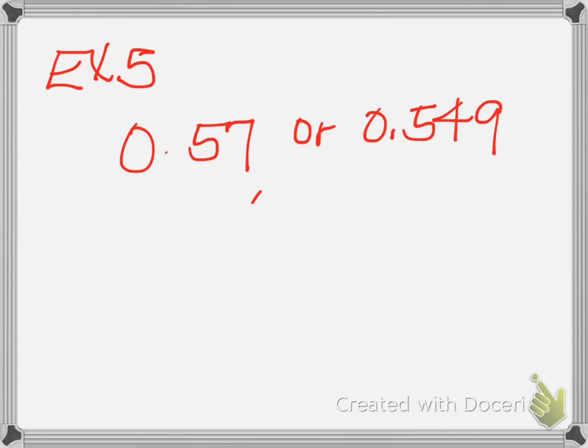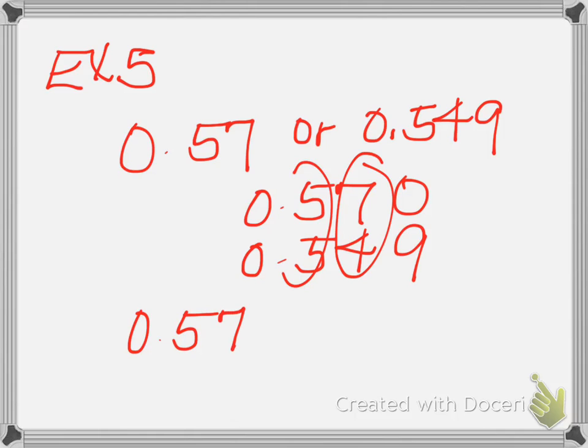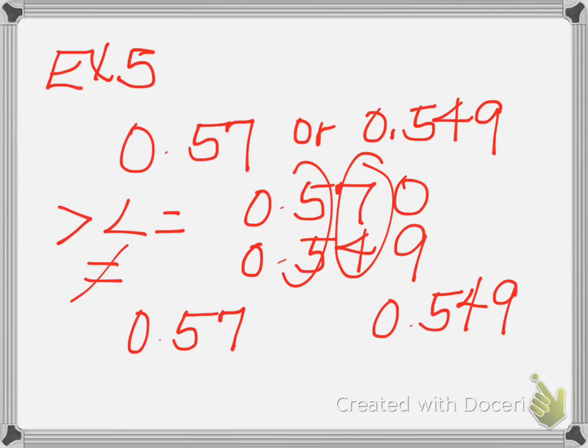0.57 and you have 0.549. You can annex some zeros to compare, and you can see that you've got 5, 7 is greater than 4. So you could actually use what we call an inequality sign. Now remember, an inequality sign are these signs that you can use to compare numbers. You have less than, greater than, or equal to. And later you're going to have things that are not equal to.